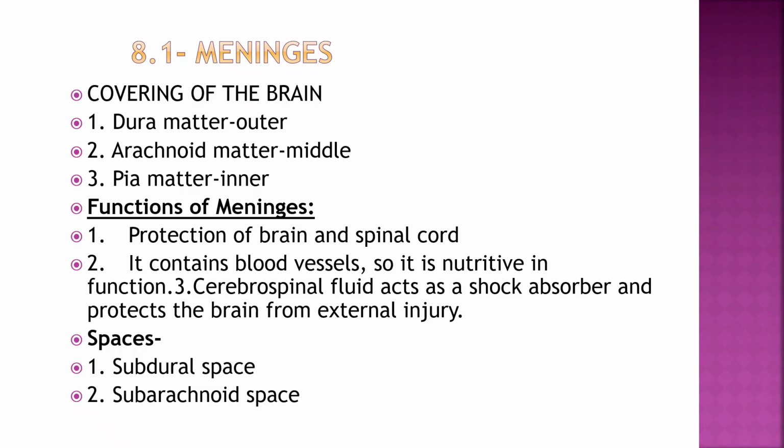Then the space between dura mater and arachnoid matter is called as subdural space, which contains the blood mainly. And arachnoid matter and pia matter, which contains the space, is called as subarachnoid space. Sub means below. So subarachnoid space between arachnoid matter and pia matter. So it mainly contains the cerebrospinal fluid. And the pia mater and arachnoid matter, also called as leptomeninges.